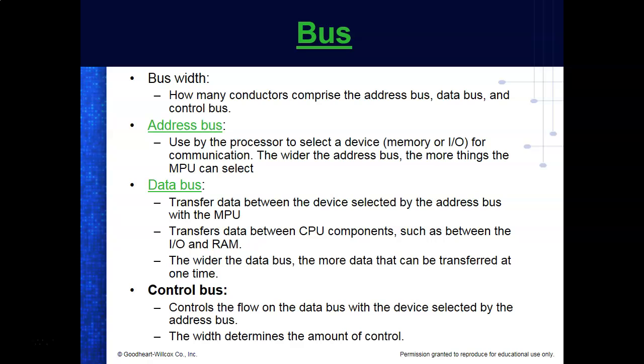The address bus is a unidirectional bus. It comes out of the microprocessor, and it's what the microprocessor uses to select.